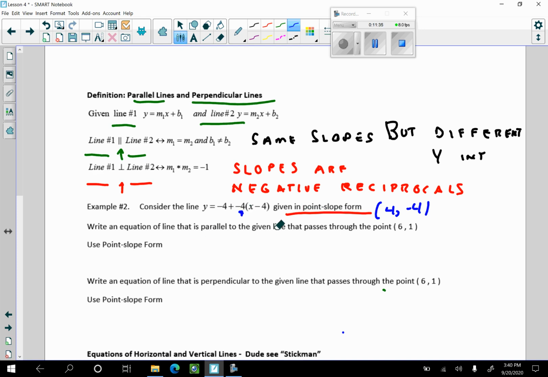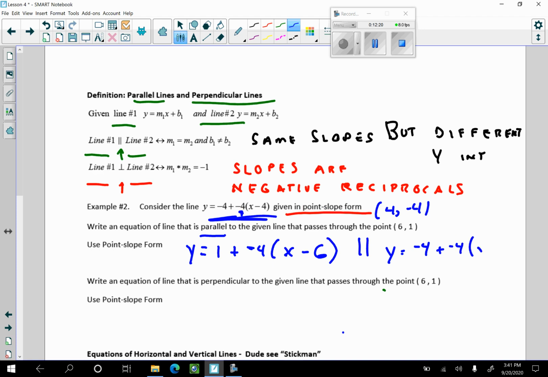I want to write an equation of lines parallel to this given line that passes through (6, 1). So first of all, I put (6, 1) in that. I know that (6, 1) is not on this line, so I know they're going to have different y-intercepts. I want the point-slope form, though, and I want parallel lines, so they're going to have the same slope. That's going to be my y there, plus negative 4 times x minus 6. So that's the parallel line in point-slope form parallel to this line. So this line is parallel to this line right here.